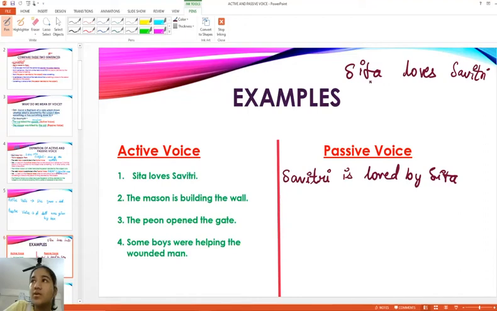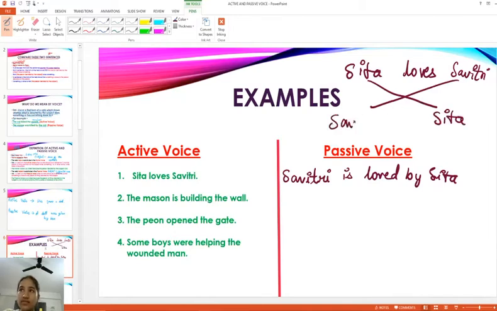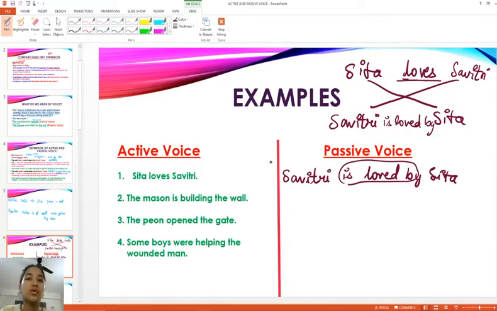Okay, so the cross method is this thing. You have to just place a cross. Then Sita will be at last, Savitri at first. So our first step is done. Now the verb has to be changed, "is loved by". Yes, so we have to just change the verb. Changing of the verb will be done in an upcoming video. Okay, upcoming session. So let's first solve a few other questions using the cross method.